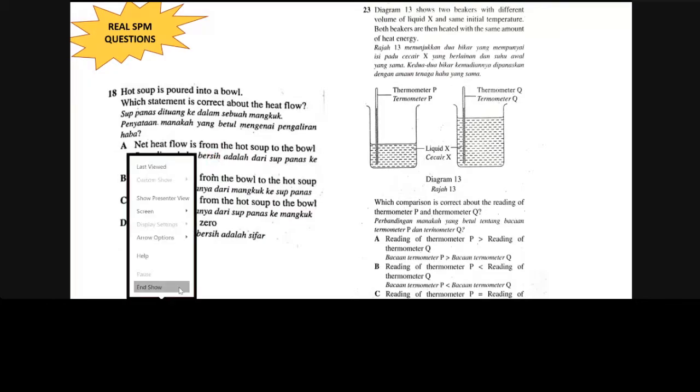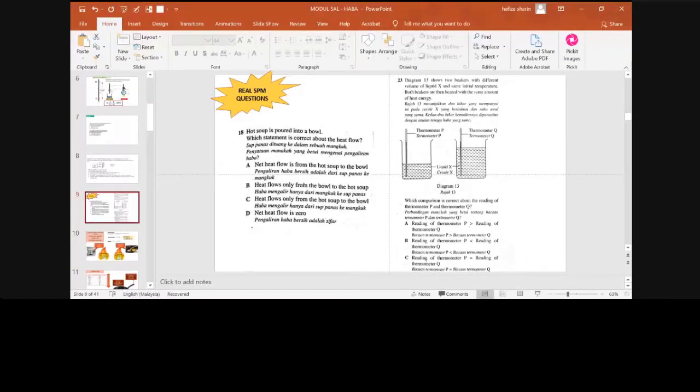Okay, let's try this one, number 18. Alright. Sup panas dituang ke dalam sebuah mangkuk. Kenyataan manakah yang betul mengenai pengaliran haba? Alright. So it's A, pengaliran haba bersih dari sup panas ke mangkuk. It's always from a hot object to cool object. Okay, that's how the heat is moving. So, yeah. Check.